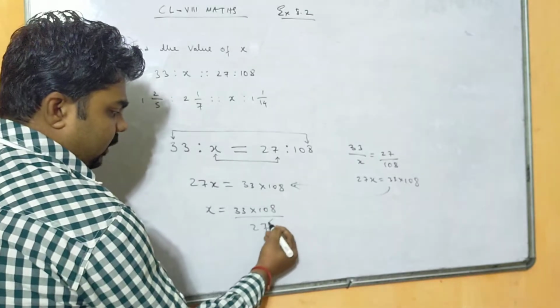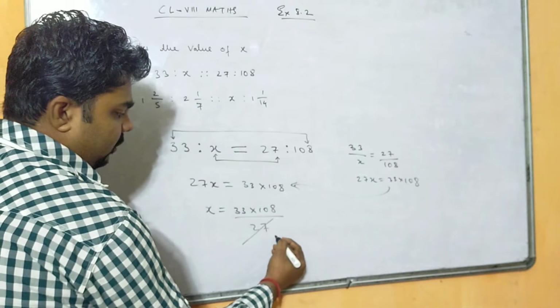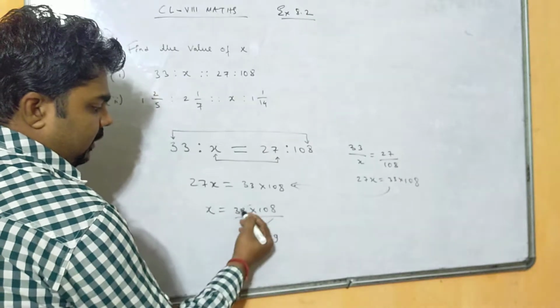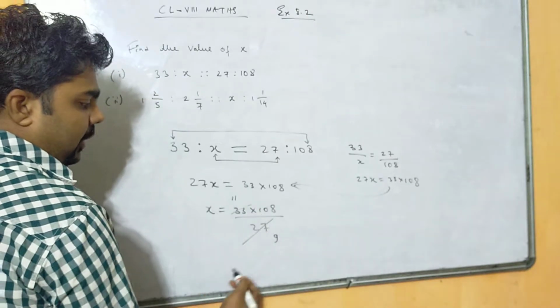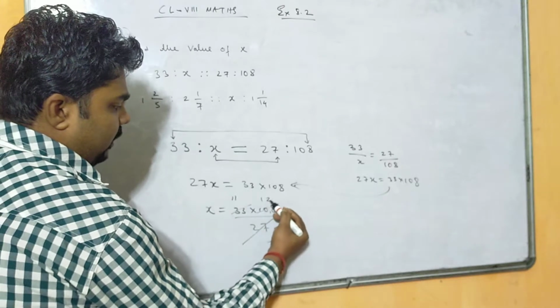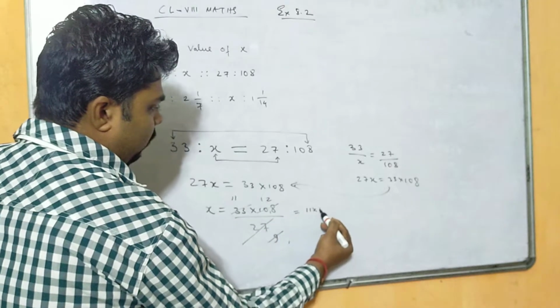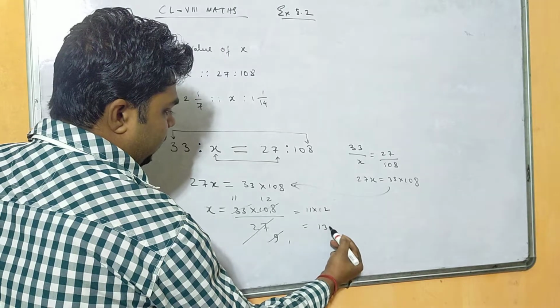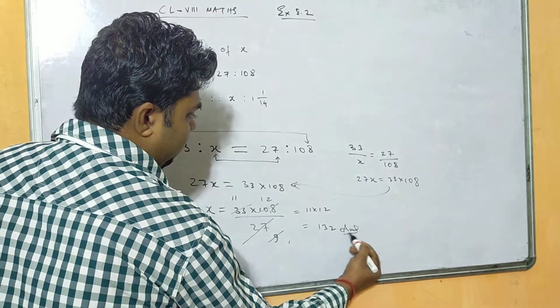Now we'll cancel this one. 9 threes are 27, 3 elevens are 33. 9 ones are 9, 9 twos are 18. That is 11 into 12, that is 132. This is our required answer.